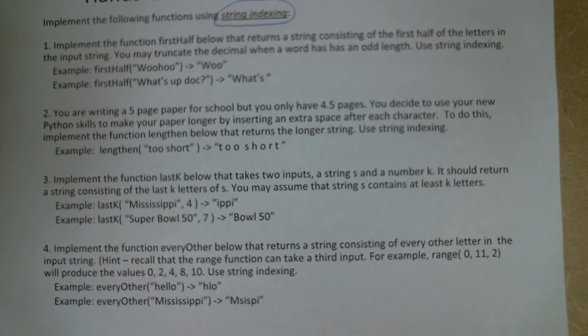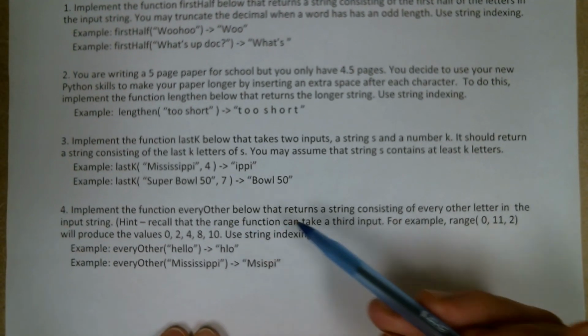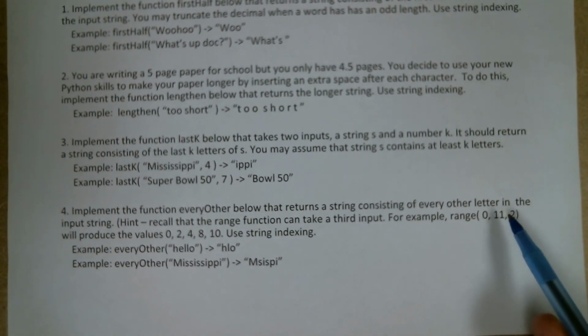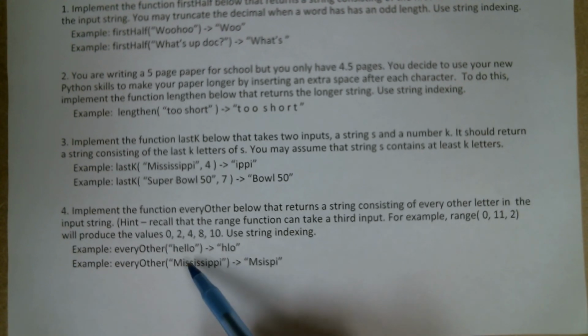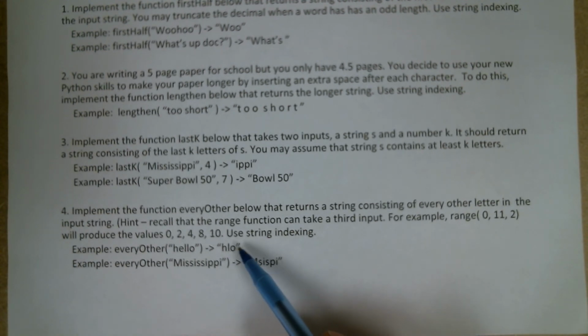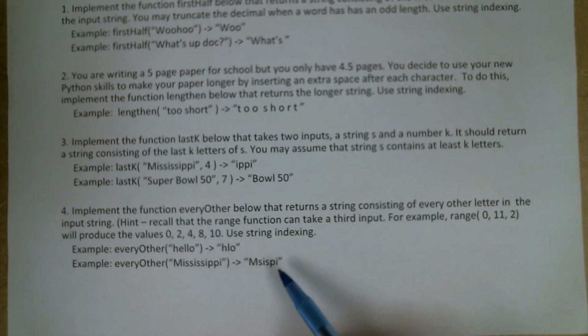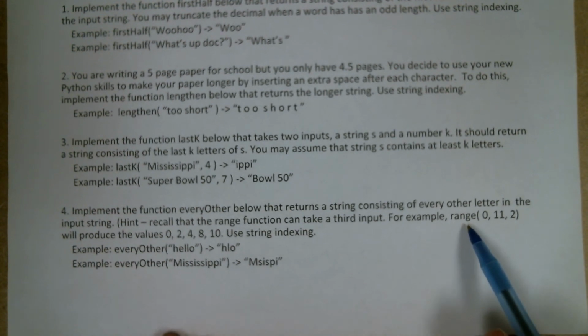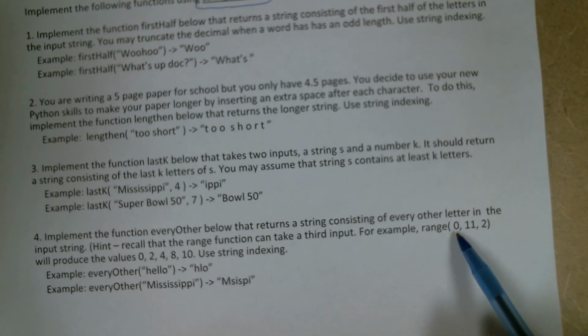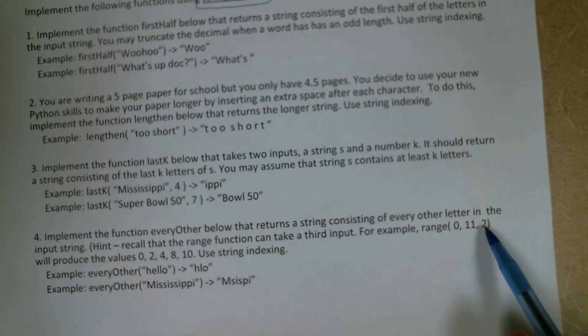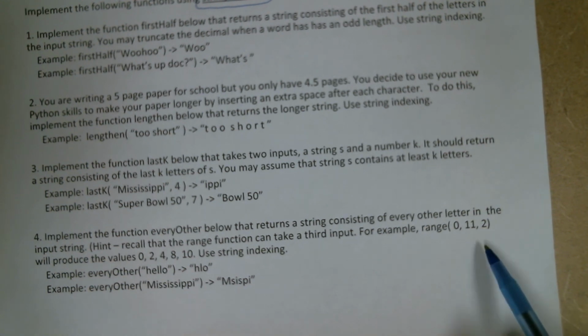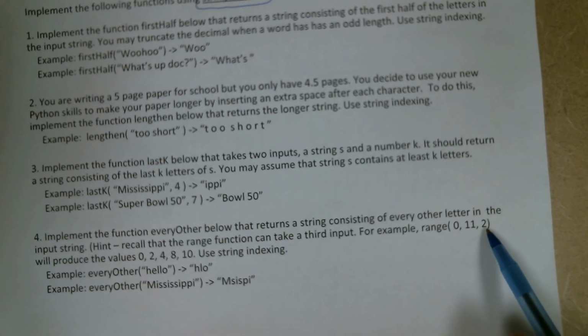And then last but not least, you're going to write a function that returns a string consisting of every other letter. So if hello is passed in, you're just going to get every other letter. If Mississippi gets passed in, you're going to get every other letter in that word. And for example, it's just a reminder of this range function that we have in Python. That's the starting point, that's the ending point, but that's the step. So you don't have to go down by 1. You could go up by 2. You could go up by 3. You could go up by 4.